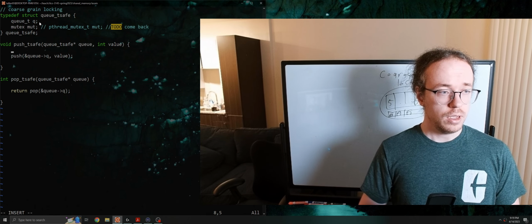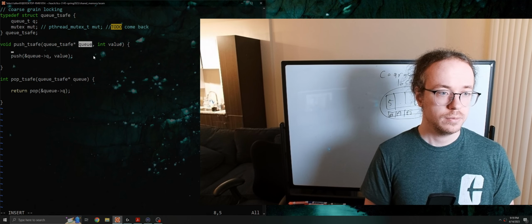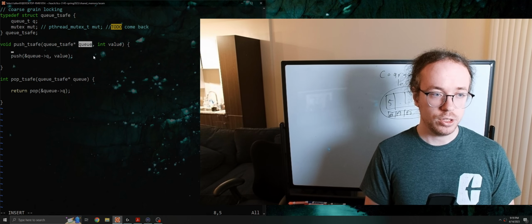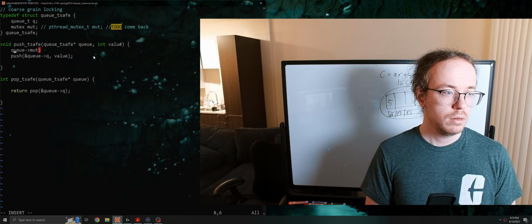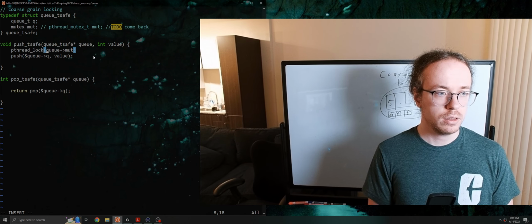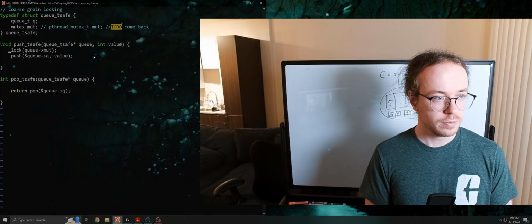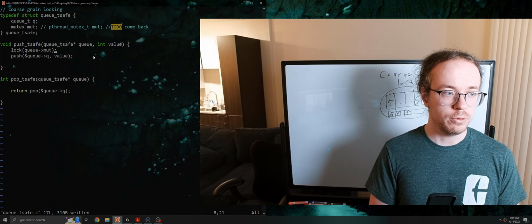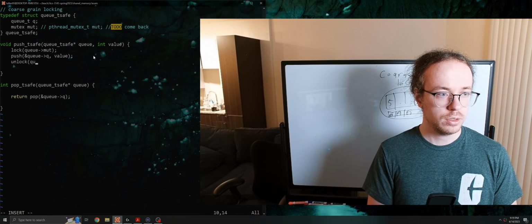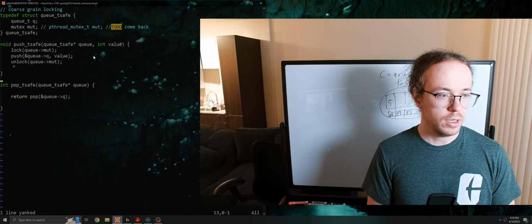Once we have this, our mutex is packaged nicely with our queue. So what that means is we can access our mutex by going queue mutex. The goal here is to call pthread lock on queue mutex, or just lock. We'll just write lock mutex, and then that will give you what you're looking for. Likewise, you unlock the mutex when you're done with it. Likewise, we do that down here.